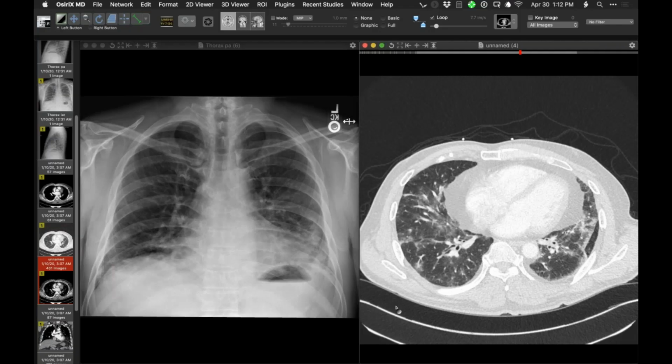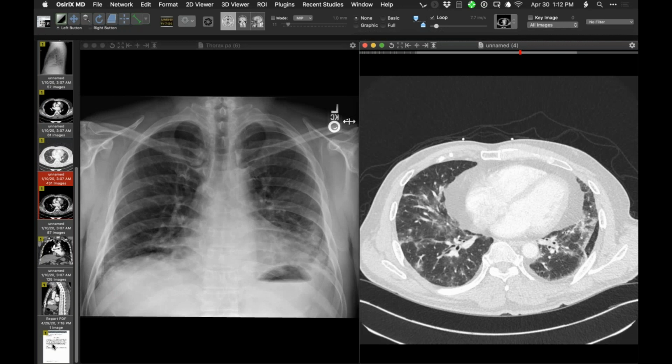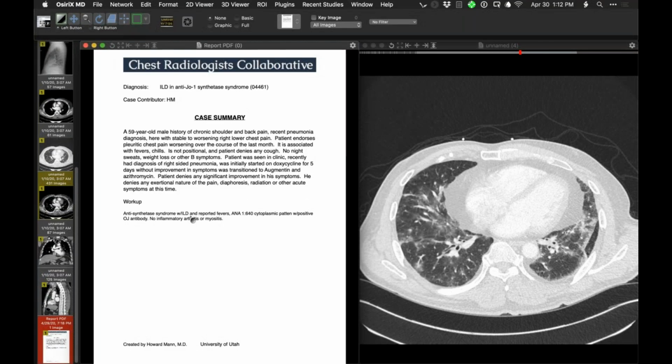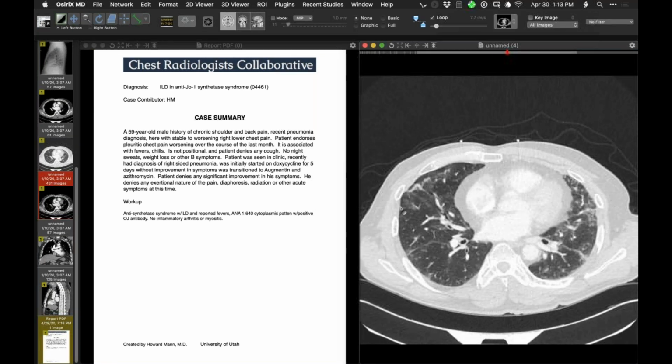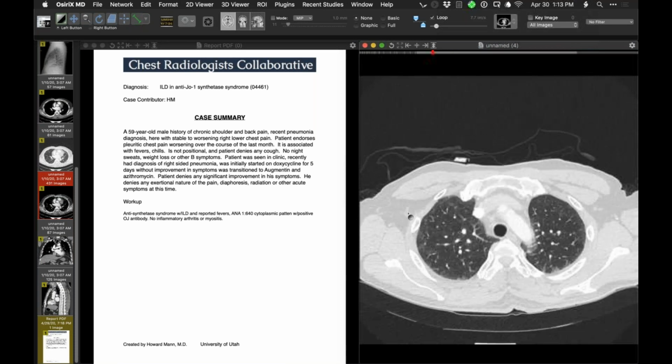And it turns out in this person that the thing that was positive, even though his history was not that revealing, was an anti-Jo1 antibody. So by virtue of no findings to suggest an infection, even though he was diagnosed initially here as a pneumonia, it didn't improve. A diagnosis of interstitial lung disease as a manifestation of the anti-synthetase syndrome was made. And this is the most common autoantibody that is present in the anti-synthetase syndrome.